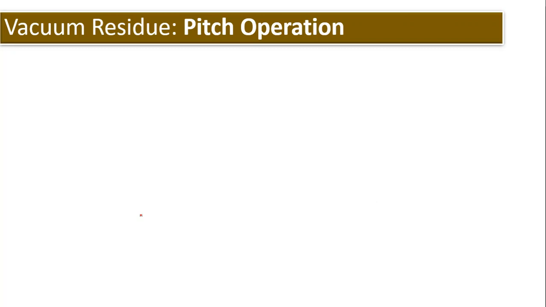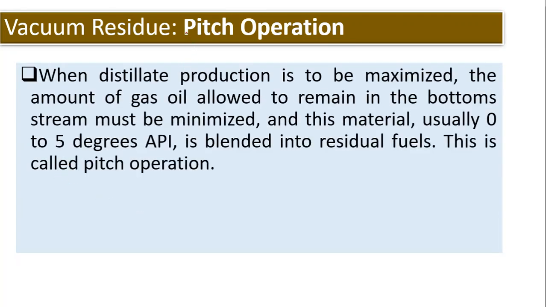Come to the residue. There are two types of residue. One is considered as the pitch operations, where pitch type residue is produced. What happens in this type of operation? The distillate production has to be maximized. You want to produce the maximum amount of distillate. What happens if you produce the maximum amount of distillates? Then the residue will be very thick.